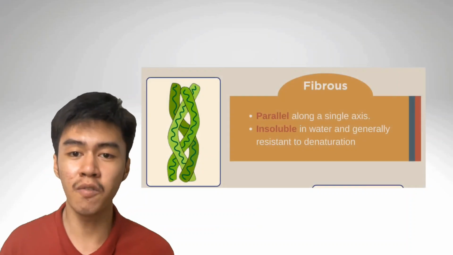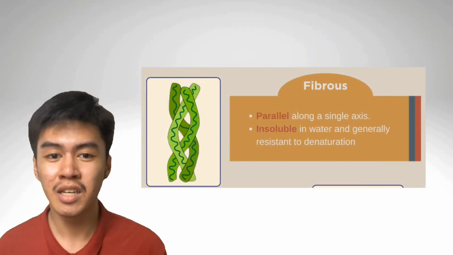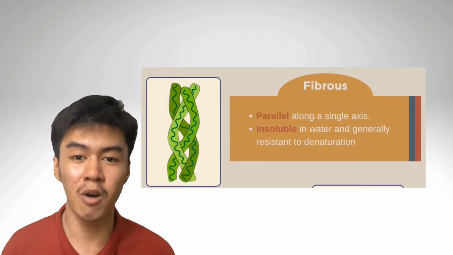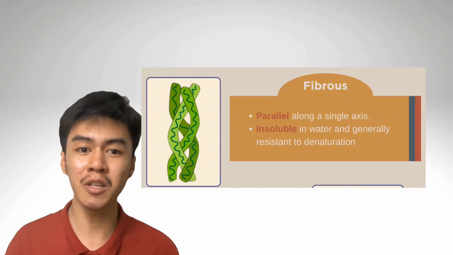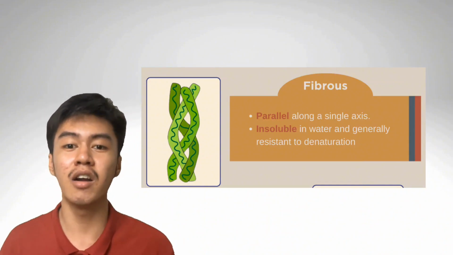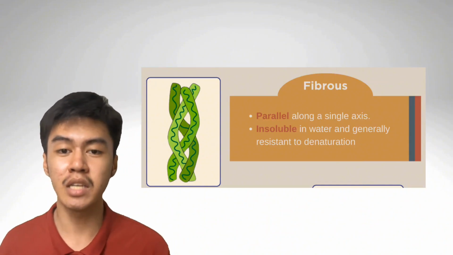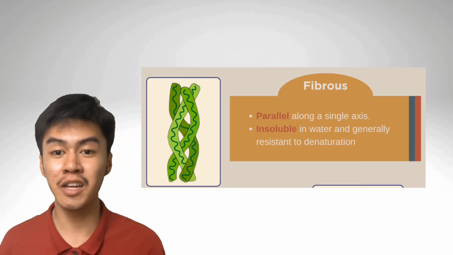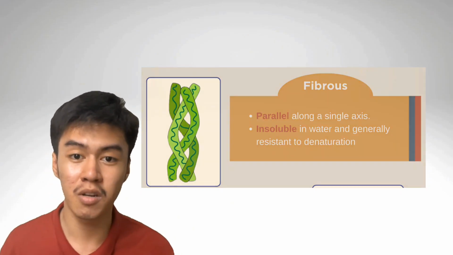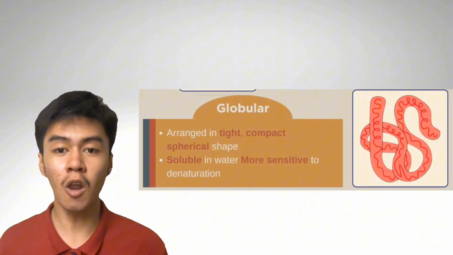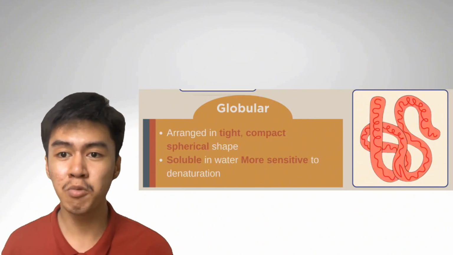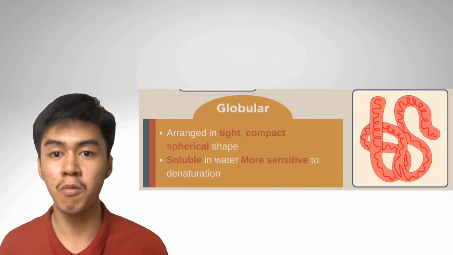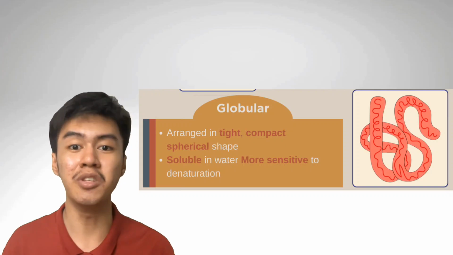So to start off, here we have fibrous proteins. These are proteins that are shaped like a hair or strand. They are structural proteins of animals and are insoluble in water. Aside from that, they are also generally resistant to denaturation. On the other hand, globular proteins are like globs, in which they are spherical, soluble in water, and sensitive to denaturation.